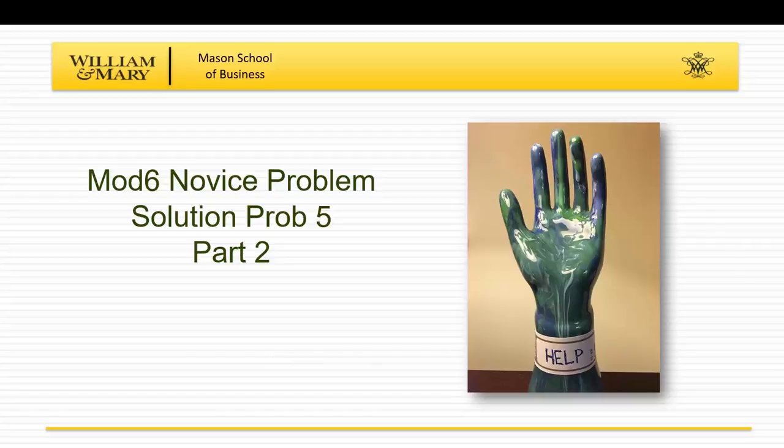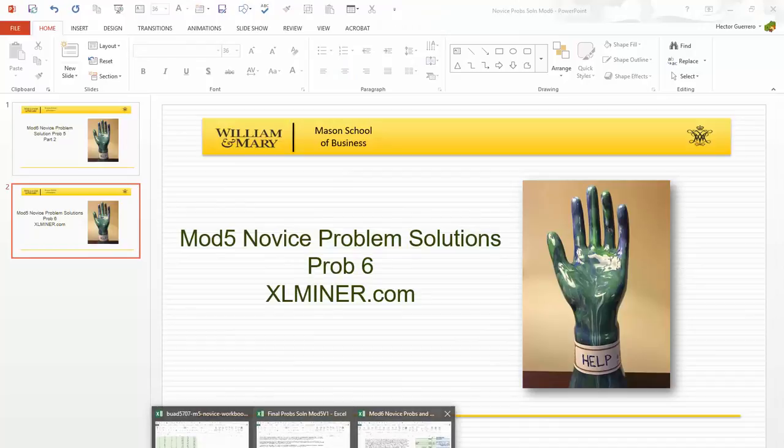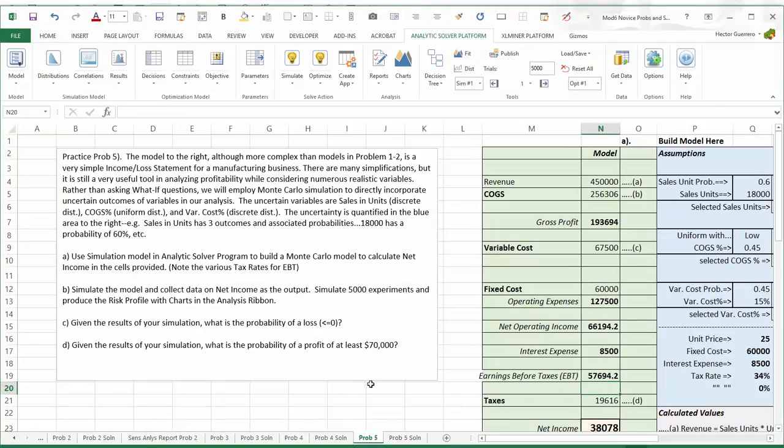We're in Module 6 looking at the novice problem number 5, and this is part 2. So let's return to that particular problem and see how we solved it before. Here's the problem that we had. It's an income statement, and we're trying to create a Monte Carlo simulation that gives us the risk profile, which is the variety of possible outcomes that are distributed from the assumptions made about uncertainty.